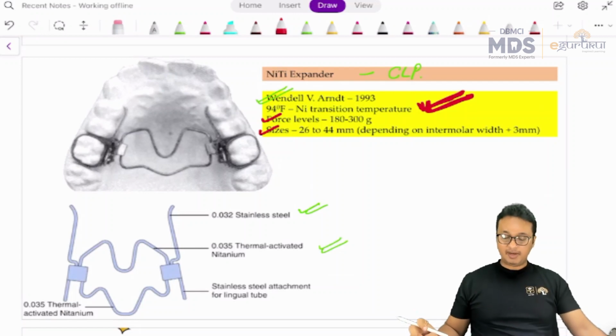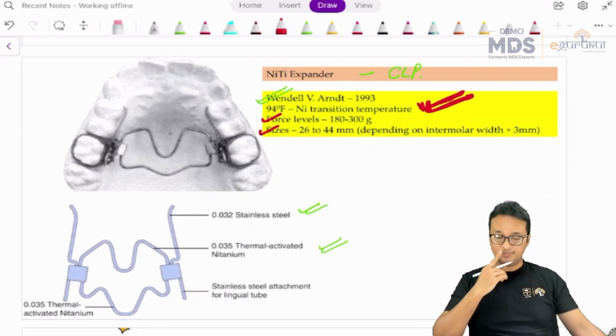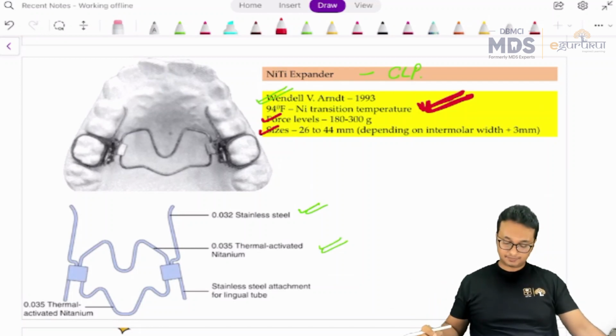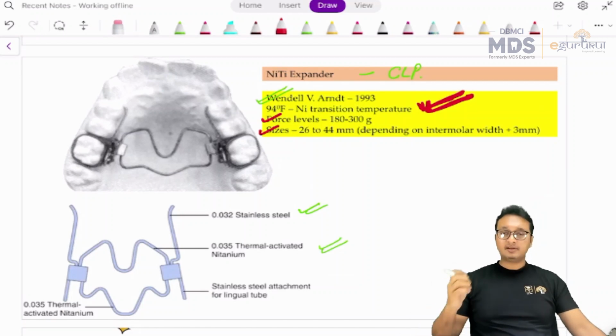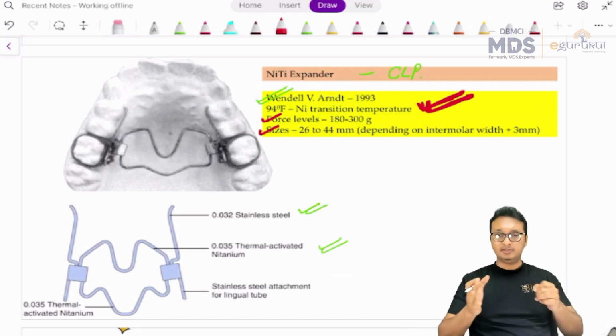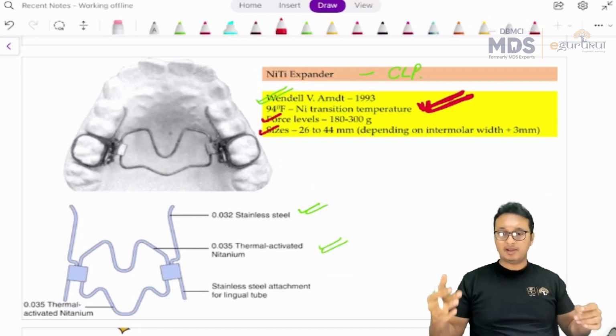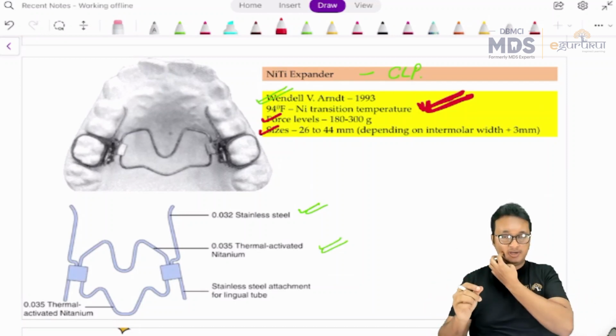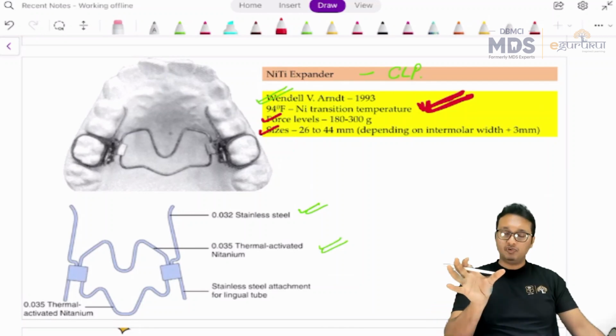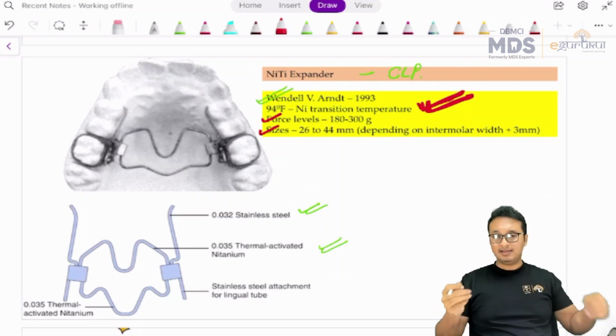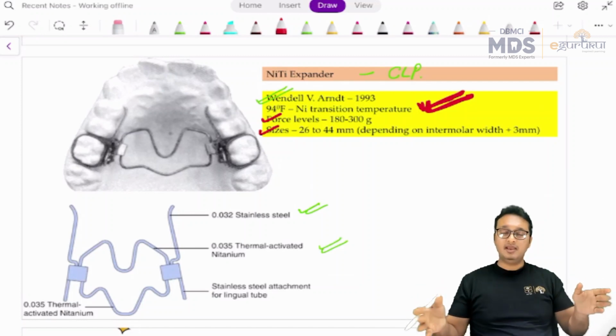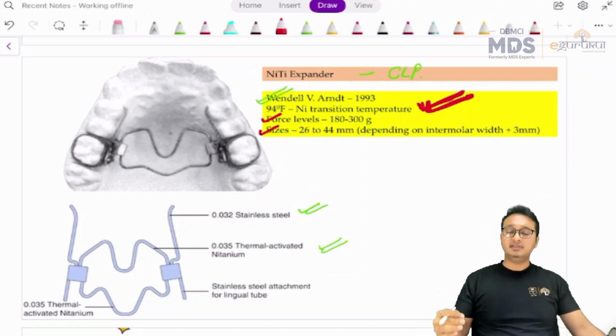So these are prefabricated appliances. They are available in the market. They are marketed under different brand names. So they are just inserted in the patient's mouth depending on the intermolar width. Plus you have to add 3 millimeters. So that is the amount of expansion that is desired. We have to forcefully enter into the patient's mouth and then allow for the expansion to happen on its own. And after a certain period of time, you will see significant, magnificent results, specifically in cleft lip and cleft palate patients by the use of this particular appliance.